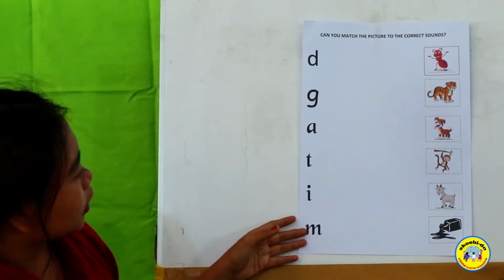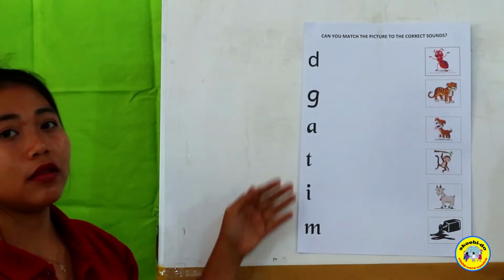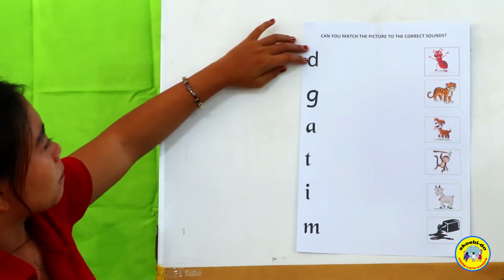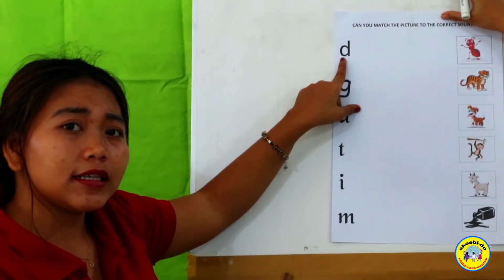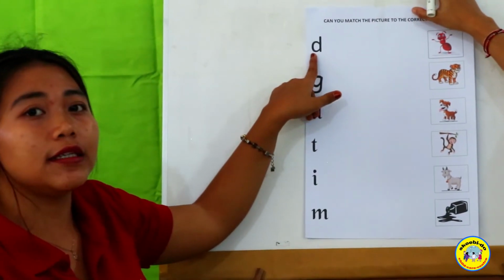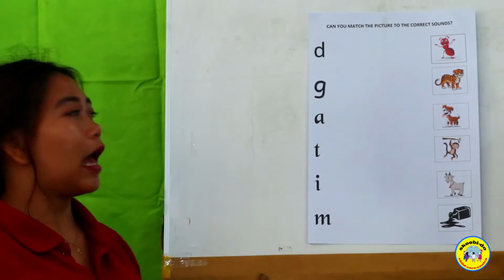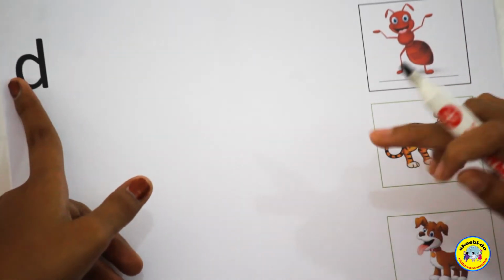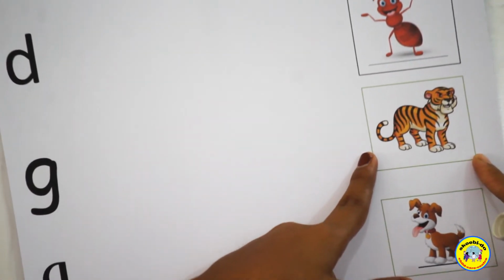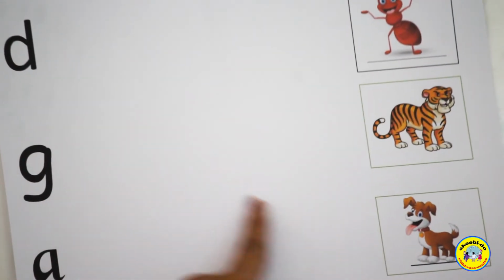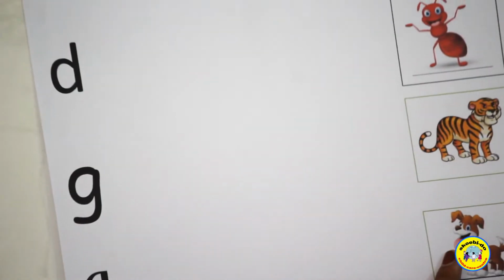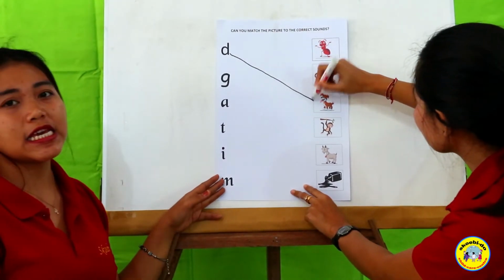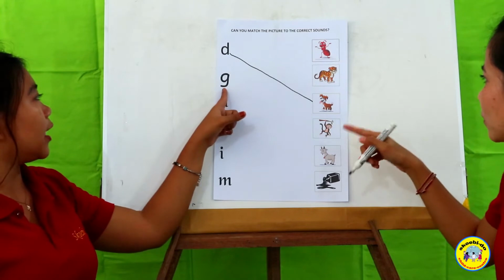Wow, these are letters mixed or combined from Jolly Phonics Book 1, 2, and 3. Okay, now let's start. Do you still remember what letter is this? Yes, this is letter D. It makes the d sound. Is D for ant? No. Is D for tiger? No. Is it for talk? Yes, you are right, kids. T is for talk. Okay, now next.